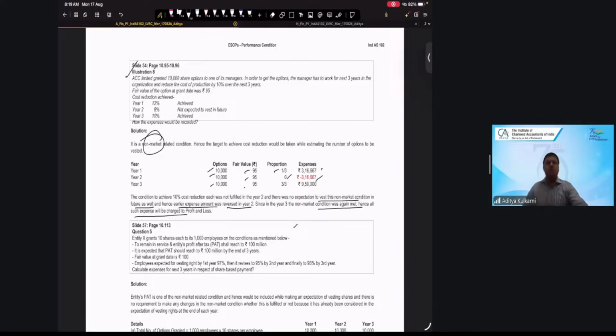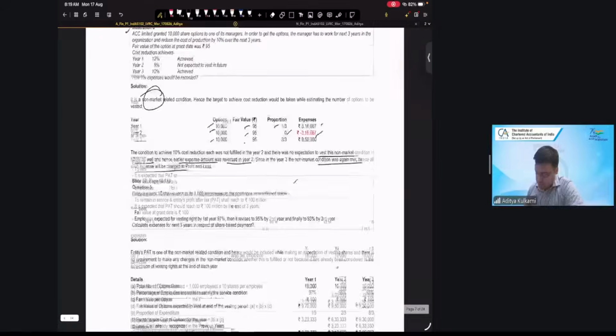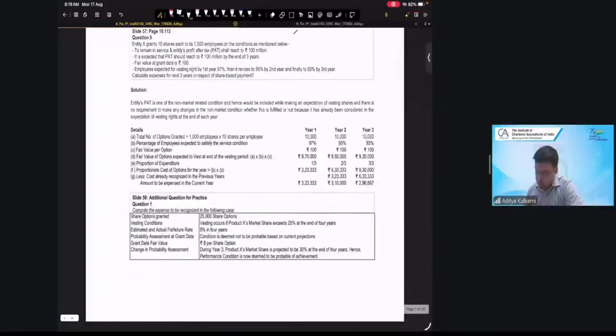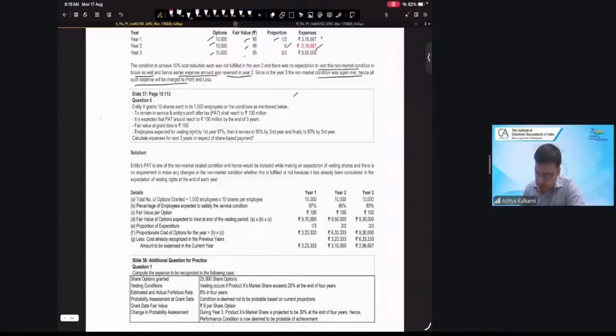Anytime they say the company expects the market price to go up to so much in the next year and all, please do not fall for that. Yes, market linked condition is already priced in the fair value at the grant date. So here, this is pat, so you can do this for homework.